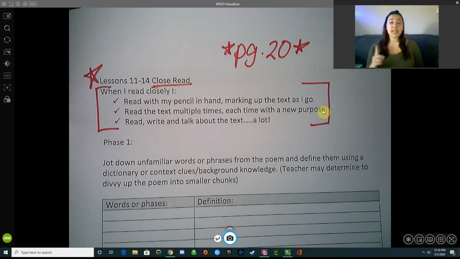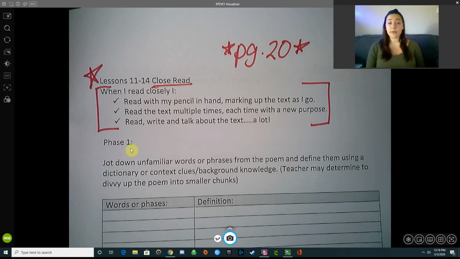So if the first time you read it, you were looking for rhyming words, the second time you want to focus on something else. Maybe you want to start focusing on the message or the theme of the poem. And lastly, you need to read, write, and talk about the text a lot. So if you notice, this is lessons 11 through 14, which means we're going to spend a little bit of time on this poem.